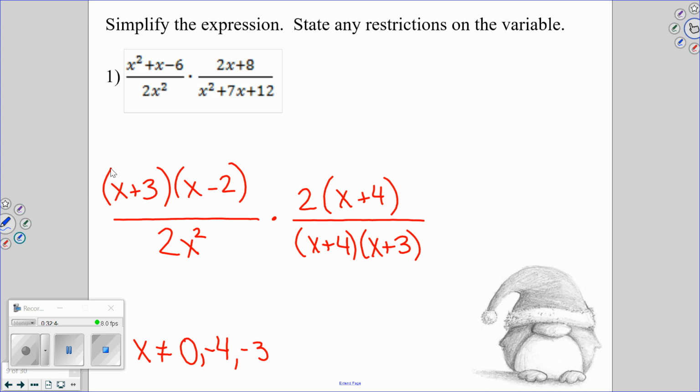So guys, when I'm looking at this, the next step is cancel. Any top, any bottom. It does not matter if one's in this fraction and one's in this fraction. Any top, any bottom. Good. The x plus 3s, one top and one bottom, I can put them together. x plus 4, they're on the same fraction. That's okay. Any top, any bottom. Good. My 2's. You see how this 2 is not attached by adding or subtracting? Neither is this one. Those can be gone too.